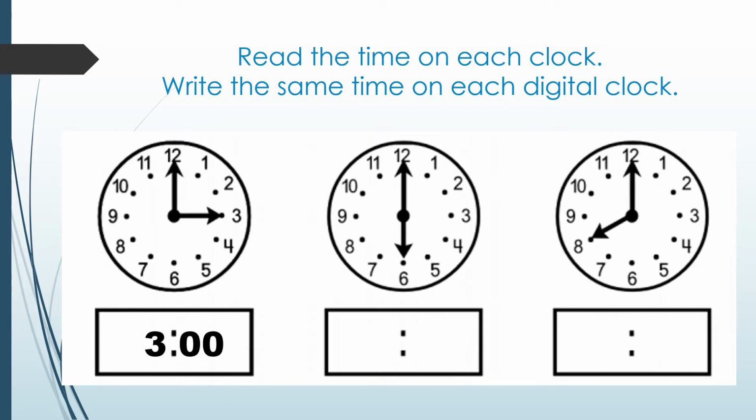So 3:00. Our next clock, we have our minute hand pointing straight up at the 12, so we know it's o'clock again. Our hour hand is pointing at the 6. So this clock's time would read 6 o'clock. Our last clock, our minute hand is at the 12 again, so we know it's o'clock. Our hour hand is pointing directly at the 8. So this clock's time would read 8 o'clock.